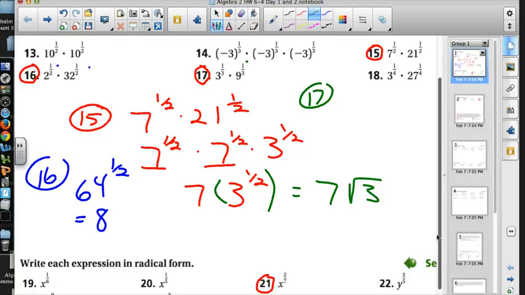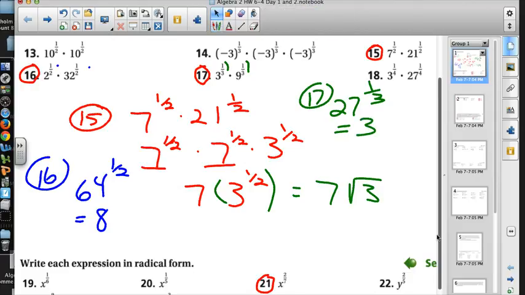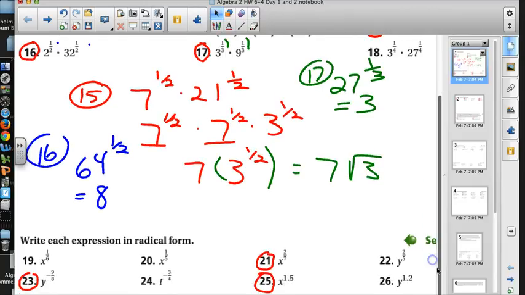In number 17, I notice that they both have 1/3 as the exponent, so I'm going to keep that 1/3 and multiply the 3 times 9, which is 27. And the 1/3 power is the same thing as cube root. So our answer for number 17 would be 3.